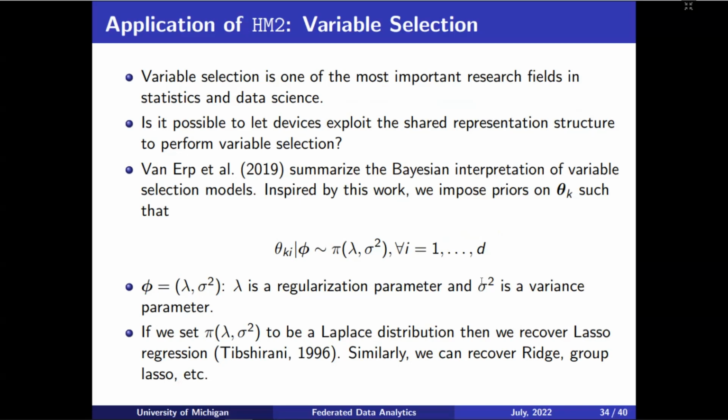Some previous work summarized the Bayesian interpretation of variable selection models. Inspired by their work, we can impose a prior on the device parameter theta k such that theta k conditioned on phi follows some distribution pi with parameters lambda and sigma square. Here, lambda is a regularization parameter, and sigma square is a variance parameter. We have several options for this distribution pi. For example, if we set pi to be a Laplace distribution, then we can recover the lasso regression. Similarly, we can also recover many variable selection models, such as ridge regression or group lasso.